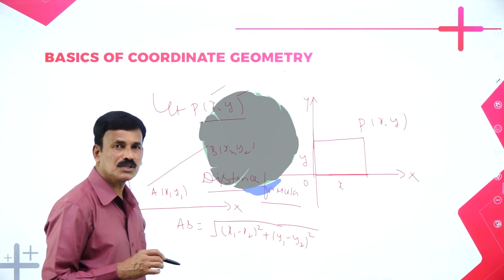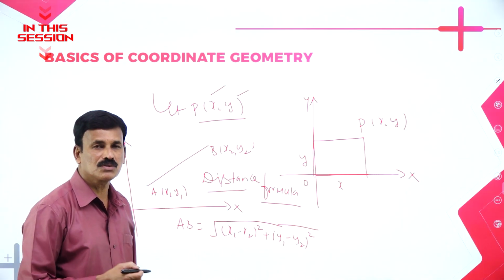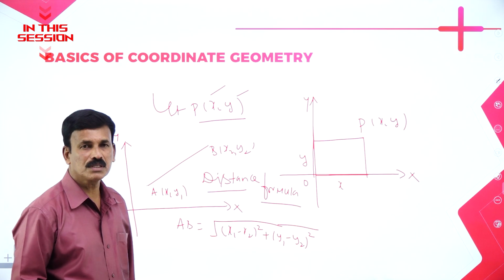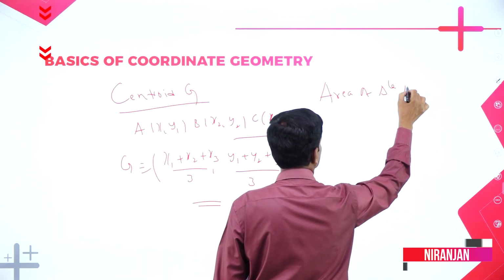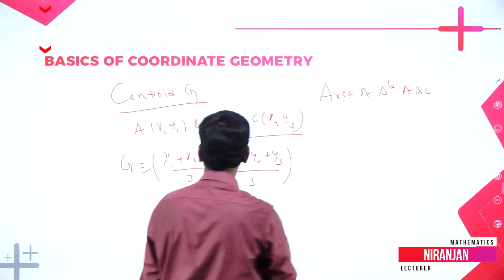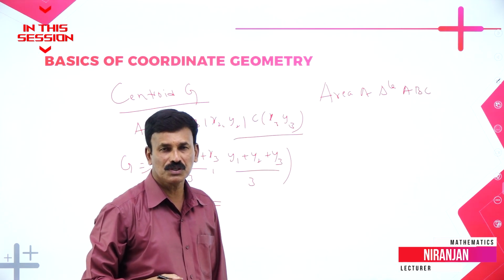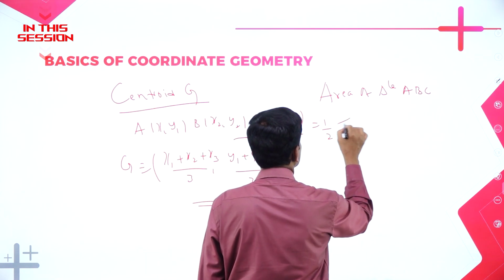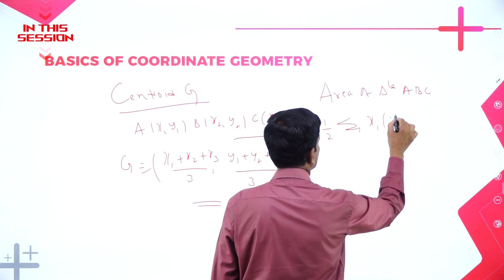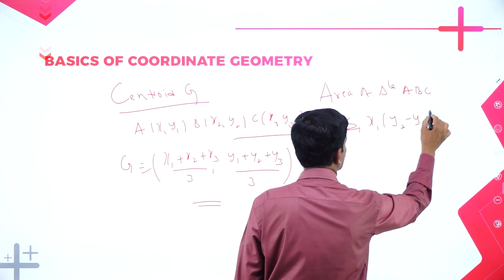The distance between the 2 points A(x1, y1) and B(x2, y2) is given by root of (x1 minus x2) whole square plus (y1 minus y2) whole square. Area of a triangle ABC formed by these 3 points A(x1, y1), B(x2, y2), C(x3, y3) is given by area is equal to half into sigma x1 into (y2 minus y3).